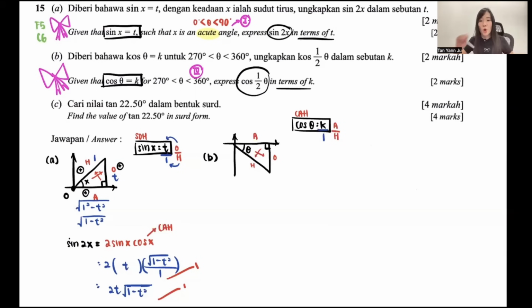Nothing at the bottom, over 1. So now I know adjacent is k. Okay, here is k. Hypotenuse is 1. Okay, here is 1. This one k, this one 1. Do I know the opposite? Yes, Pythagoras theorem. Now, take the longest one square minus the shorter one square. Square root it. Isn't it you guys will be getting square root of 1 minus k square.